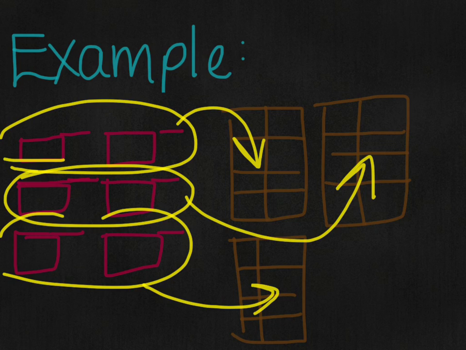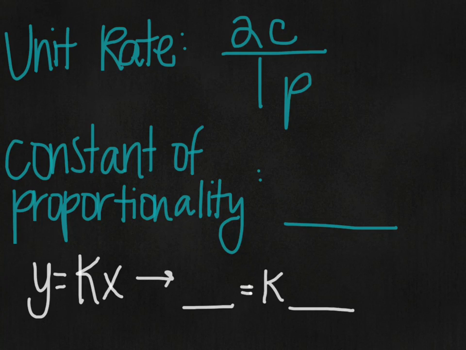So each pan requires 2 cups of sugar, or in other words, I need 2 cups of sugar per pan of brownies. So my unit rate, and I'm going to use C to represent cups and P to represent a pan of brownies, is 2 cups, or 2C, per 1 pan of brownies. If I'm going to write my constant of proportionality, I'm just going to get rid of the fraction and the units, and I'm just left with a 2.